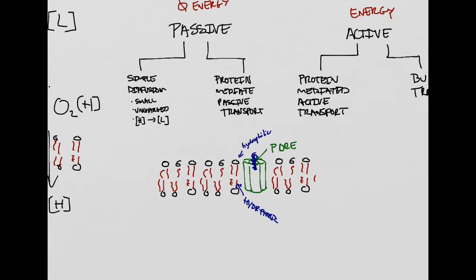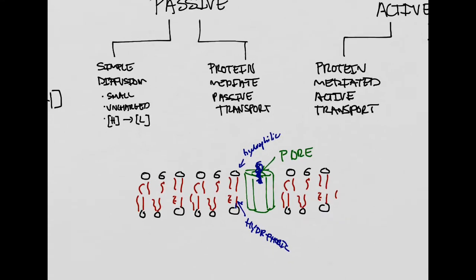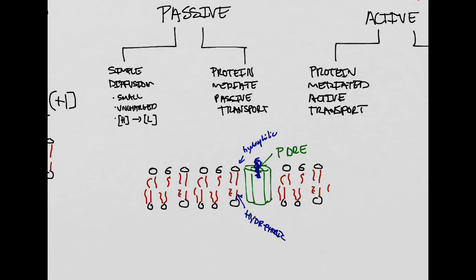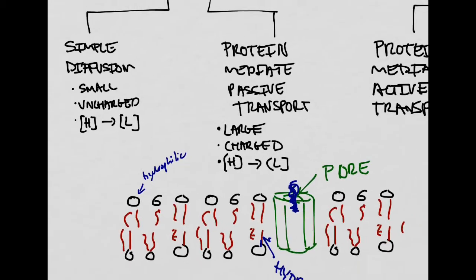These protein channels allow for larger charged molecules to go through, but this is still moving from high to low, and things are going to, again, move down their concentration gradient. So if there's a large concentration out here, then things are going to move through the channel this way, into the cell. If there's a large concentration in here, things are going to move through the channel out of the cell. So again, passive mediated transport is large, charged, still high to low.